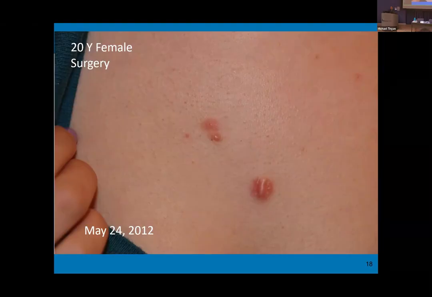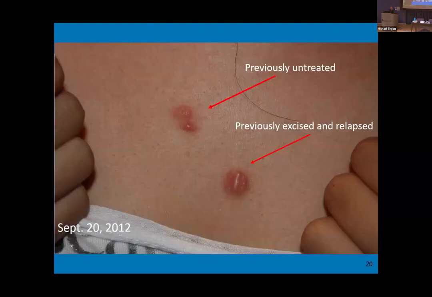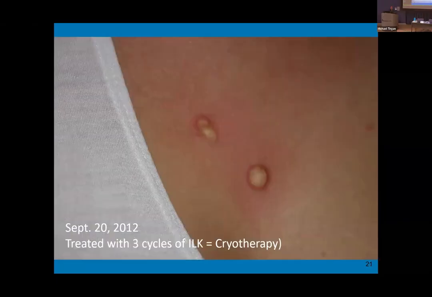She presented in May, was doctor shopping, and later came and provided the history. She had had this for 2 years, and came back after her first surgery. She has had several steroid injections, and there's a positive family history as well. These two were previously untreated. This one was previously excised and relapsed despite steroid injections. So I treated all of these with the same thing, the steroid injection she had previously plus cryotherapy.